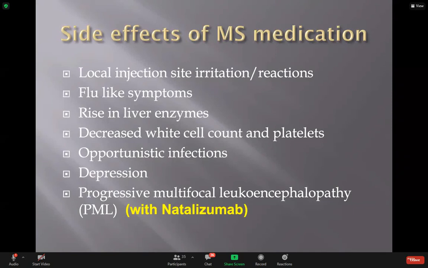JC virus is present in maybe 80% of us already. A lot of times it's asymptomatically acquired, but it stays dormant in your body and can become active with immunosuppressive agents. One of them is natalizumab. And there have been a few reports additionally with fingolimod, but this will lead to progressive multifocal leukoencephalopathy. So just extensive white matter disease, and it can become confusing to distinguish it from MS at times.